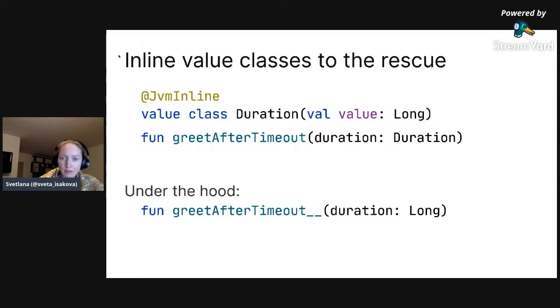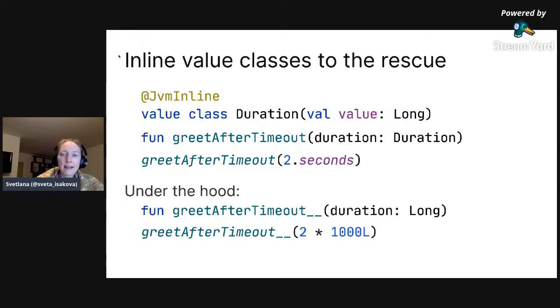Starting from 1.5, you define an inline class differently, as a value class annotated with the JVM inline annotation. But the concept is the same. Under the hood, the compiler replaces the duration parameter with long. That means no extra object is allocated when you pass a value. In this example, the compiler replaces 2 seconds with a corresponding constant in the bytecode.